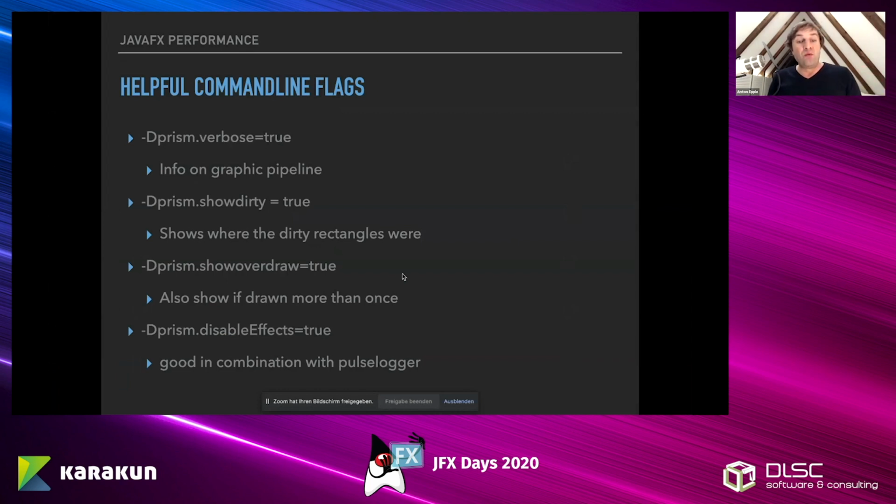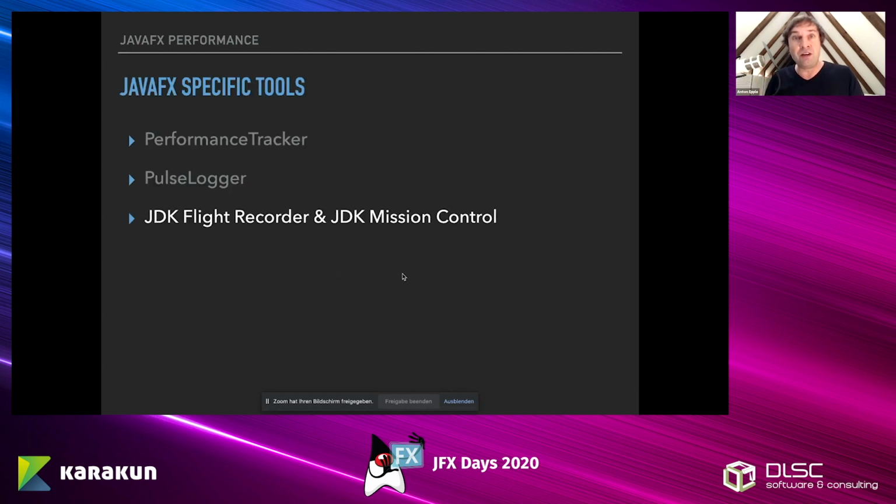And one also very nice and very, very useful one is disable effects. Because a lot of time there are expensive effects in your application, like shadows, drop shadows or something like that. And if you put those in animations, it might really cause performance degradation. So if you add this command line switch, disable effects is true, then all the effects will be disabled and you will probably see a better performance. And if it's the case, you know that effects is the reason.